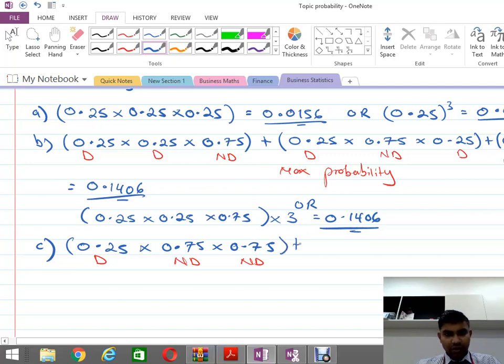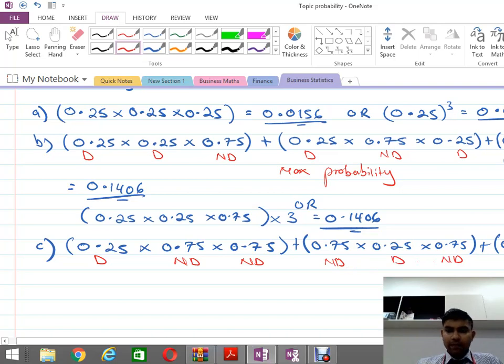So what happens here is we do the long method and I'll show you the shortcut. So 0.75 times 0.25 times 0.75 plus 0.75 times 0.75 times 0.25. Okay, so this is non-defective, defective, non-defective, non-defective, non-defective, defective. Okay, which, how much is that? So this will give you 0.4219.